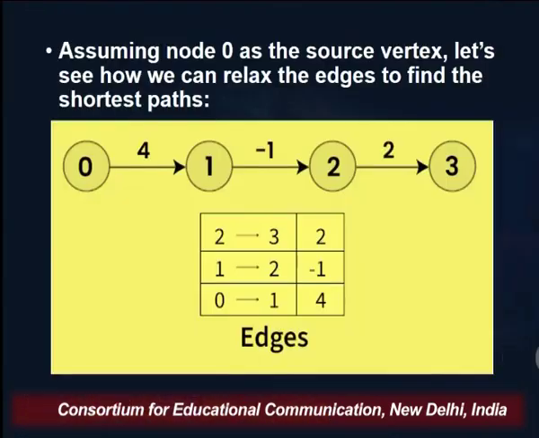Now let us take an example. Assume that we have node 0 as the source vertex. Let us see how we can relax the edges here to find the shortest path. We have the source vertex as node 0, and a total of 4 vertices: 0, 1, 2 and 3. Between 2 and 3 the edge has a weight of 2, between 1 and 2 the edge has a weight of -1, and between 0 and 1 the edge has a weight of 4. So this is the whole situation.